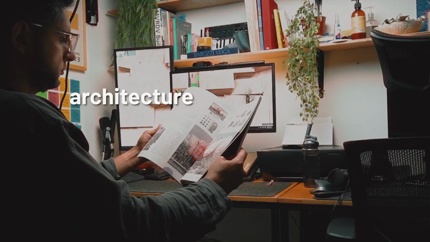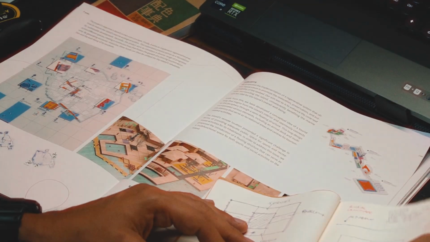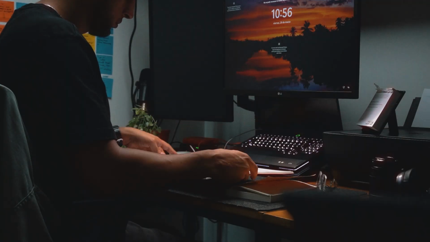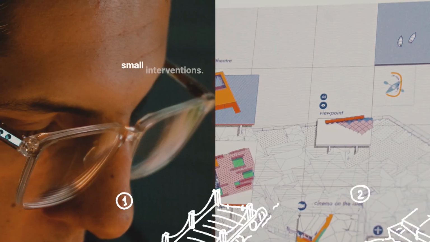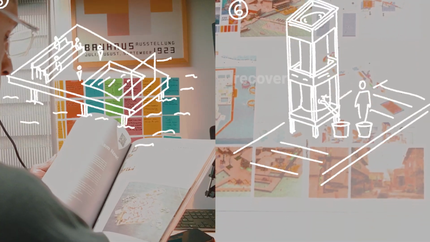Recently, I was looking through the architecture competition yearbook and found a winning proposal that I was amazed at. A project located on a remote island on the outskirts of Colombia. Their proposal created a series of small interventions around the island that would regenerate the public space and help recover the marine life surrounding it.